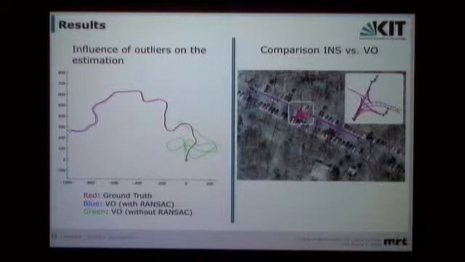Here on the right-hand side, this is real-world data. You can see a top view of the trajectory. Colors encode the same thing. So red is the INS sensor, which we use for reference, and blue is the estimated trajectory. You can also see this in a video, which is coming on the next slide.